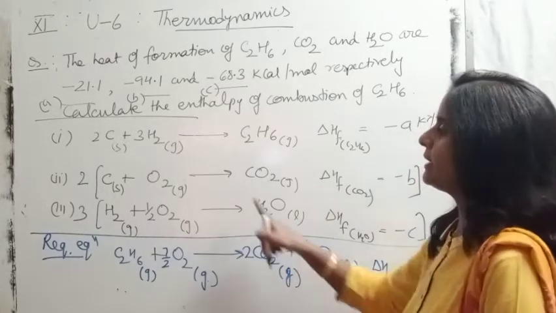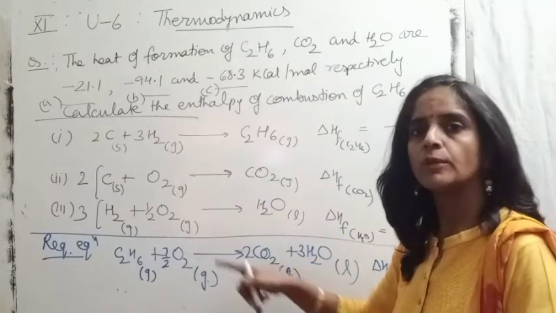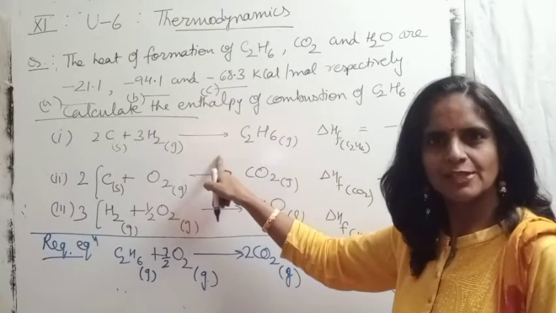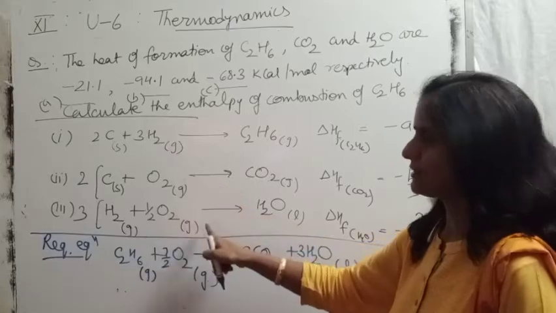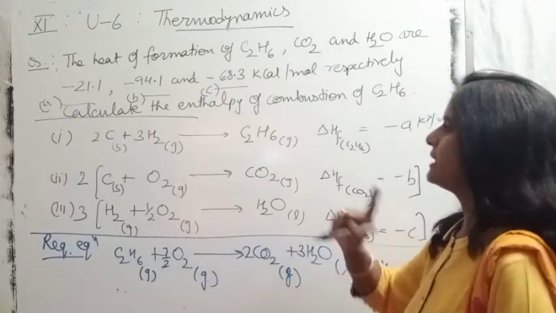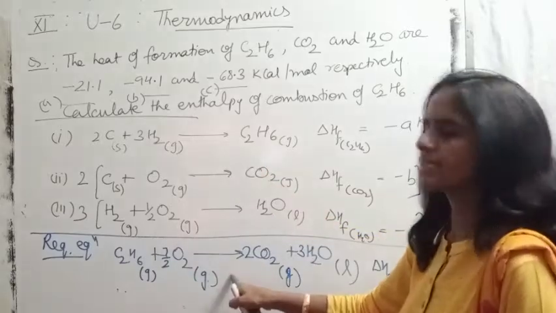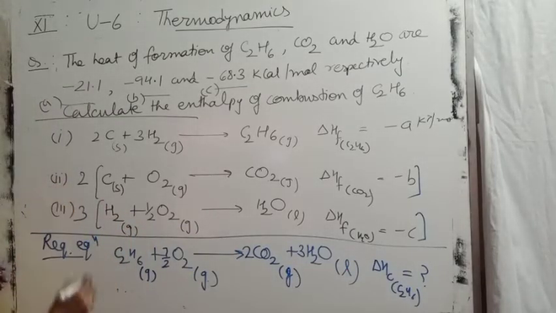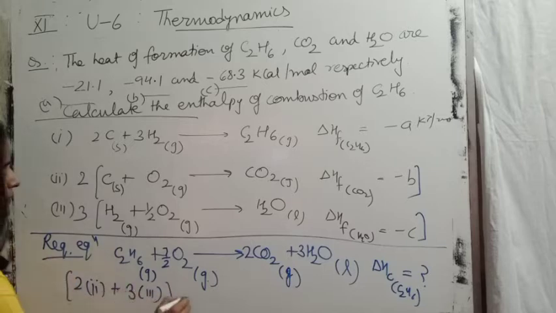It means we will be adding equation second and third, and from this sum subtract equation first. Understood? Add equation second and third by multiplying with 2 and 3 and then subtract the equation first. You will get your desired equation. So what is our answer? What will we be doing? Twice of equation 2 plus thrice of equation 3. From this sum subtract equation 1. You will get the enthalpy change for this given equation.